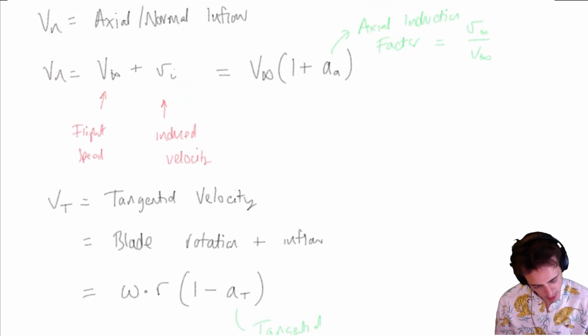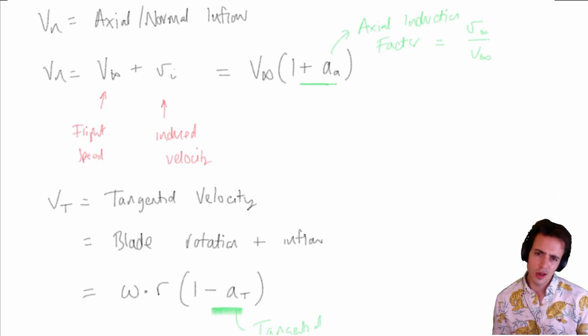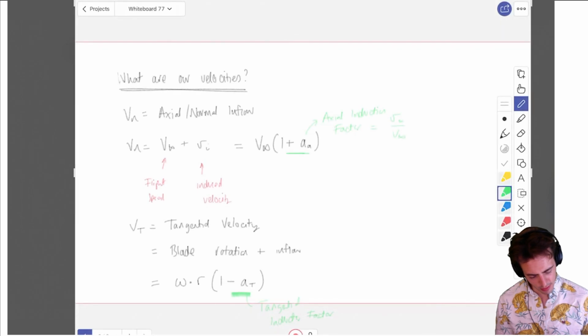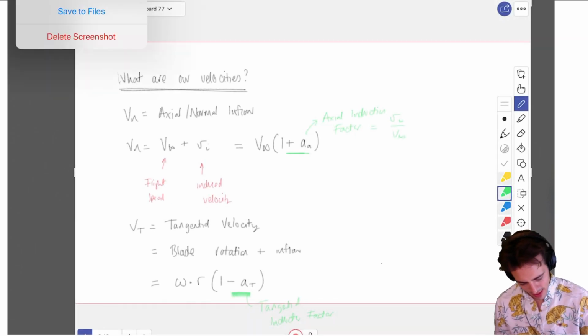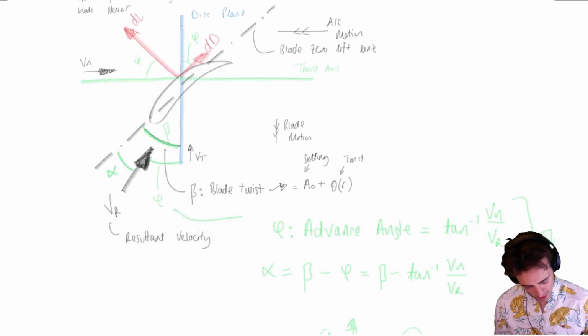Now up here we can see that this one's an addition and this one's a subtraction. We'll have a quick look at why that is. I realise I wasn't ready to explain that, but let's go through it. Let's go back and have a look at that.